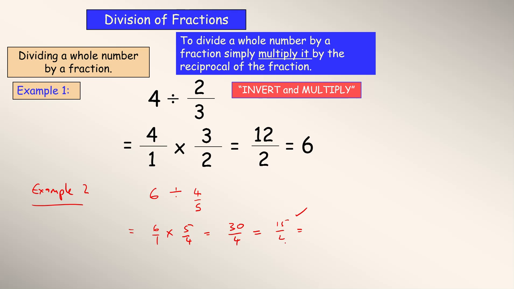That's the right answer. But I can simplify it from an improper fraction into a mixed number. 2 goes into 15 7 times, remainder 1. So either of those answers then. So what I want you to do is copy this example down, and when you're ready, hit play and you can do some questions for me.